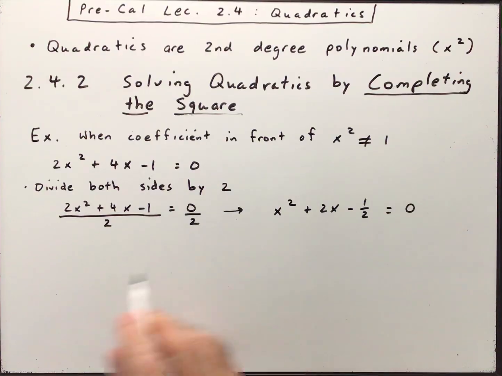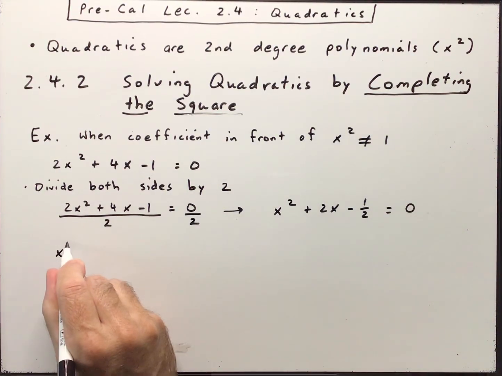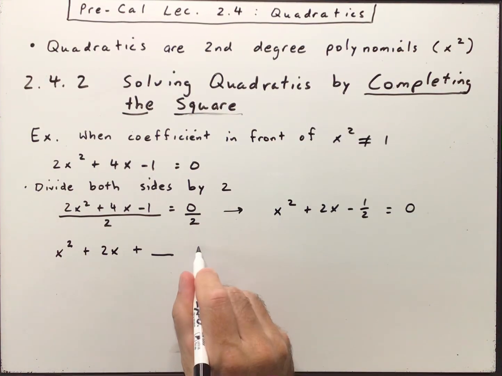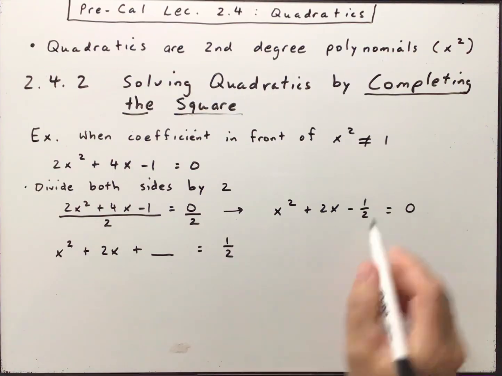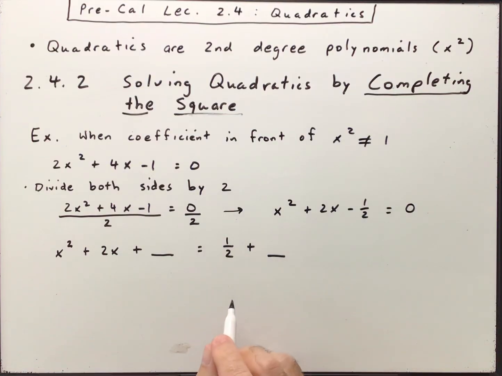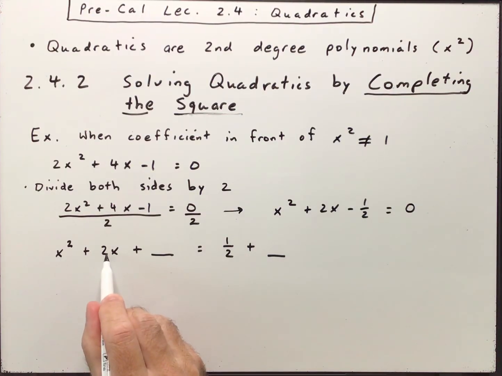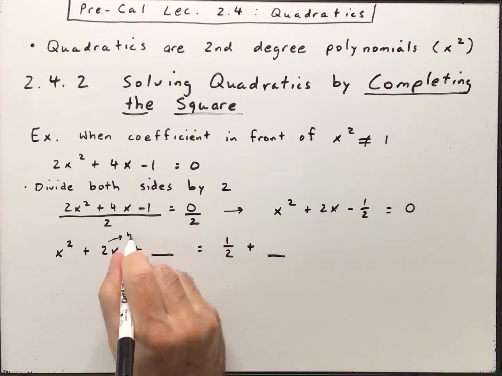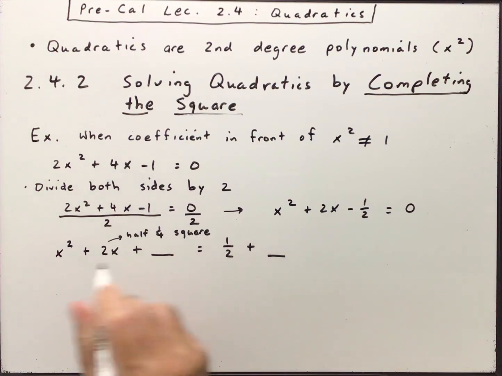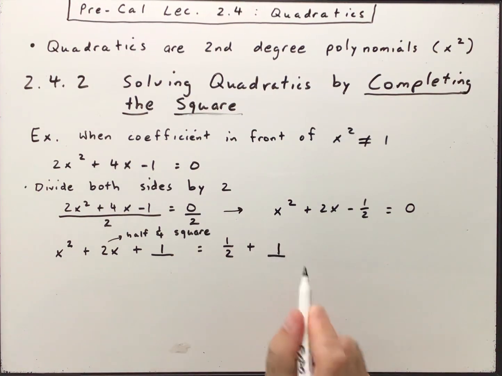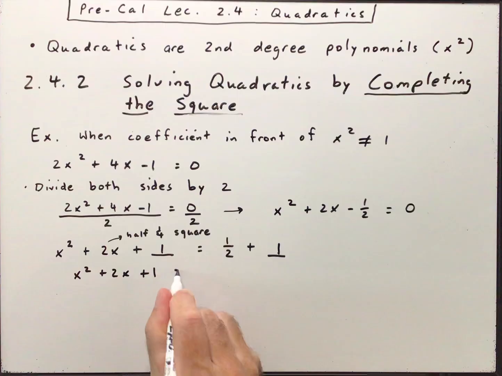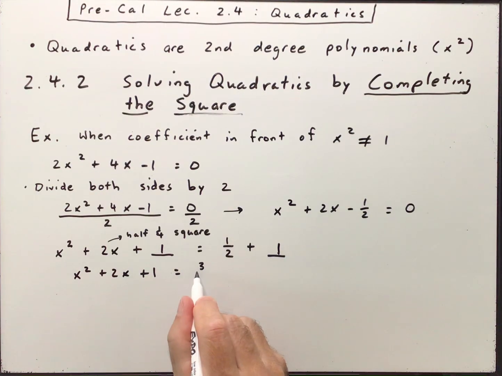So now we're going to take that and go through the completing the square process. So we'd have x squared plus 2x plus blank is equal to positive 1/2. I'm moving this negative 1/2 to the right. That makes it positive plus blank. So we're going to take half of 2x and square it, right? Half and square. Half of 2 is 1. 1 squared is 1. So we have to add 1 to both sides. So now I've got x squared plus 2x plus 1 is equal to 1/2 plus 1, or 3/2.